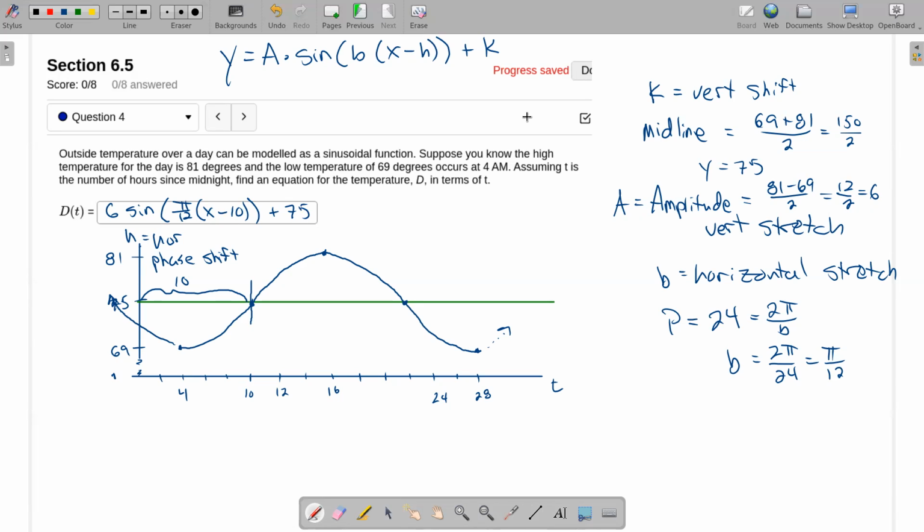Is it right? So again, the points we're looking for, we'll try to isolate this point right here for 69. 16 goes with the max of 81, and then we have our first midline temperature of 75, 10 hours after midnight. See if we have those 3 points.